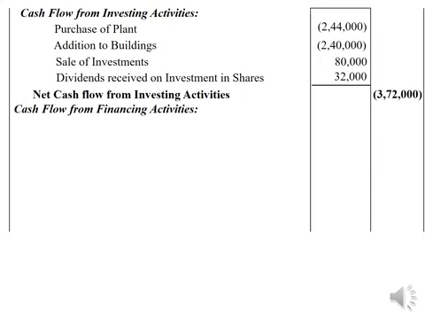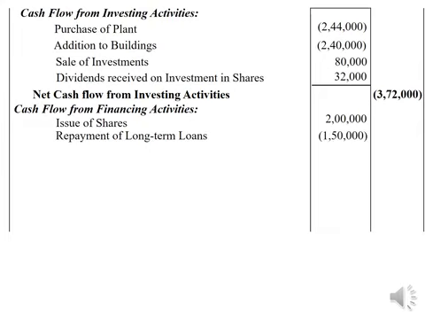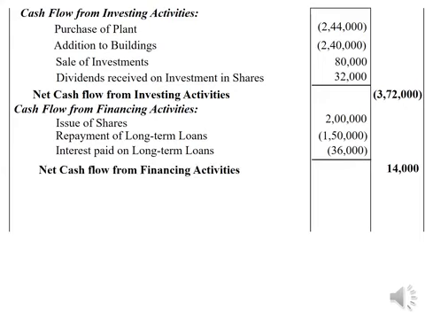Next is cash flow from financing activities. Shares were issued during the year worth rupees 2 lakhs. Positive figure. Then long-term loans are decreasing. It should be taken as repayment of long-term loans worth rupees 1,50,000. Negative figure. Then interest on long-term loans paid is given in the problem 36,000. That has to be taken as outflow of cash on financing activity. Adding and subtracting these items, we get 14,000 as a net cash flow from financing activities.